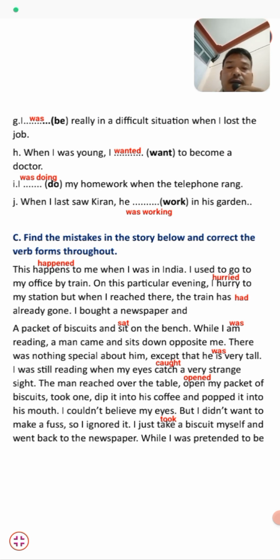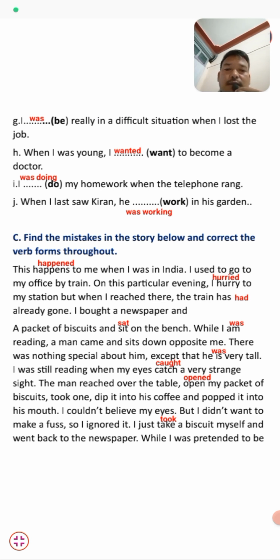The train had already gone. I bought a newspaper and a packet of biscuits and sat, students. Sit, sat. We will use the second form of the verb here, that is, sat on the bench. While I was reading, a man came and sat down opposite me.